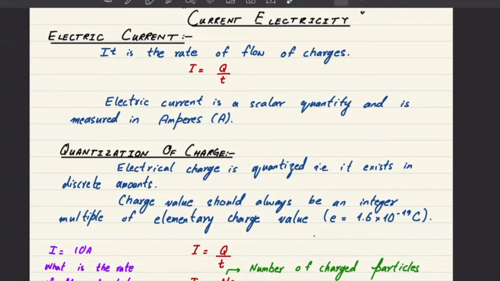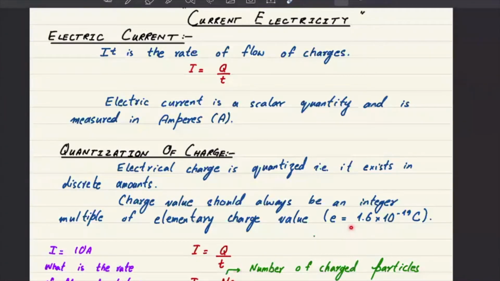Electric current through a conductor is equal to charge per unit time. Apart from that, you need to identify another term, the quantization of charge. So you need to understand that electrical charge is quantized, that is, it comes in discrete amounts. The smallest possible charge value is the charge on an electron, which is also called the elementary charge value, 1.6 times 10 to the power minus 19.